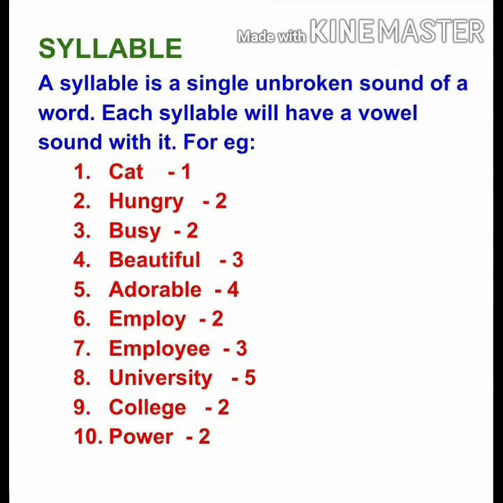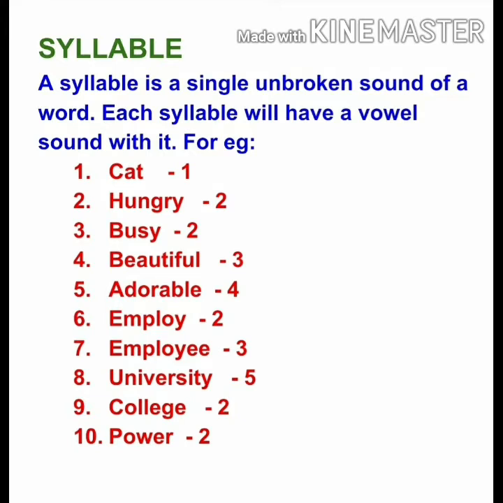Children, as you move ahead, you will come across a word called syllable. Now, what exactly is a syllable? A syllable is a single unbroken sound of a word. I repeat, a syllable is a single unbroken sound of a word. Each syllable will have a vowel sound with it. Now let me explain you in detail.